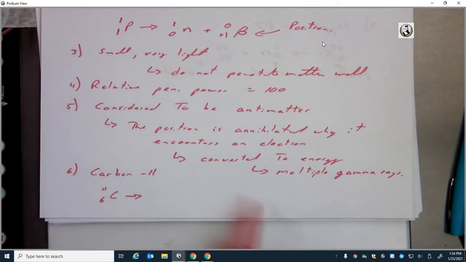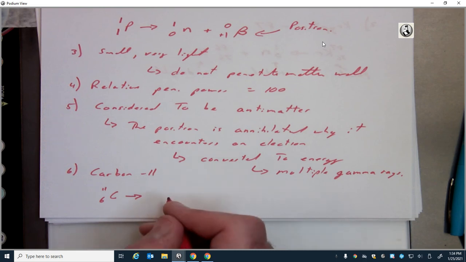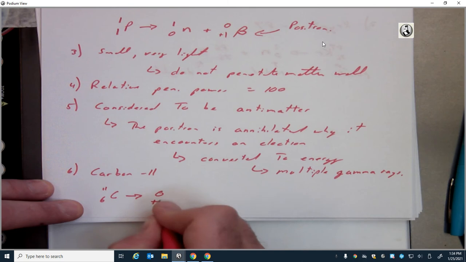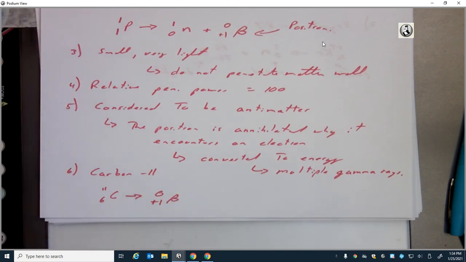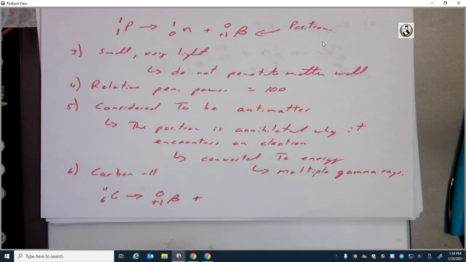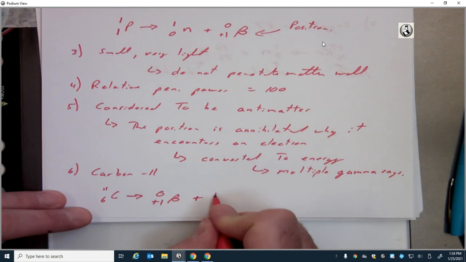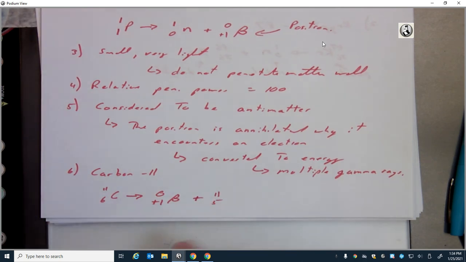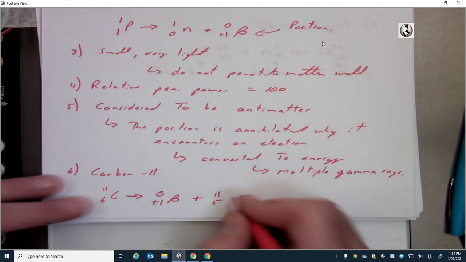So if I wanted to write the nuclear equation for this, I take my parent radioactive material. I know it goes through positron emission, so I'm going to write 0 plus 1 with that weird B. That's my positron. Now I can come up with my daughter material by subtracting. 11 minus 0 is 11. 6 minus positive 1 is 5. So it turns into boron.